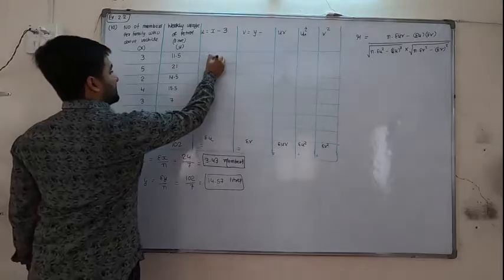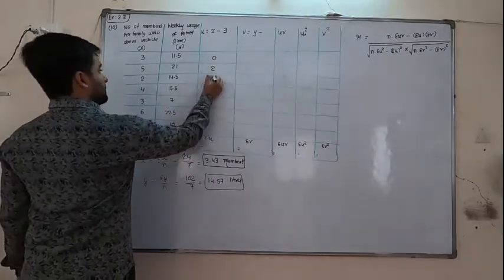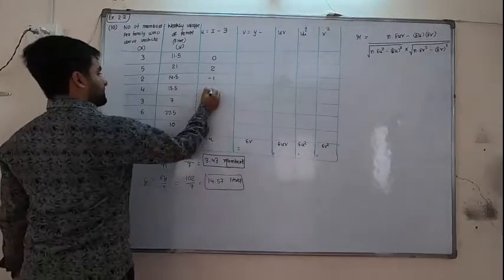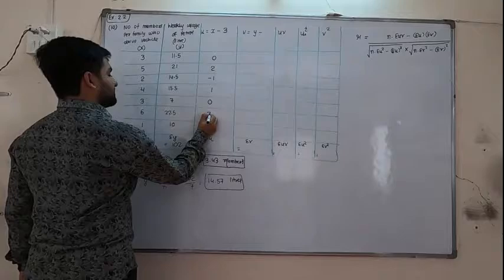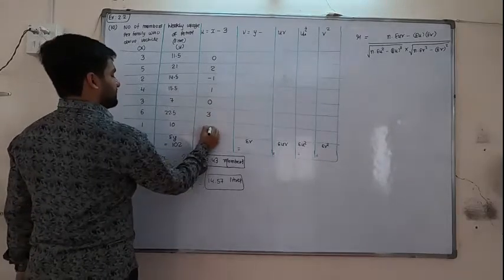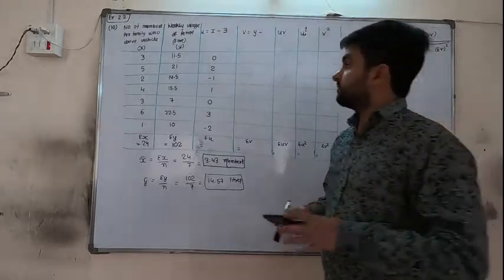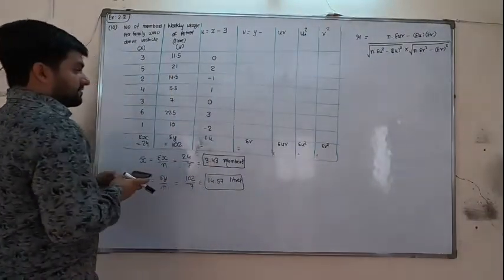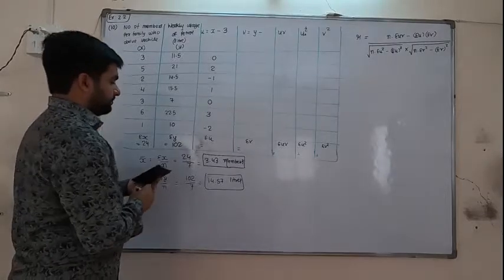3 minus 3, 0. 5 minus 3, 2. 2 minus 3, minus 1. 4 minus 3, plus 1. 3 minus 3, 0. 6 minus 3, 3. 1 minus 3, minus 2. So 2 minus 1 plus 1 plus 3 minus 2 is 3.